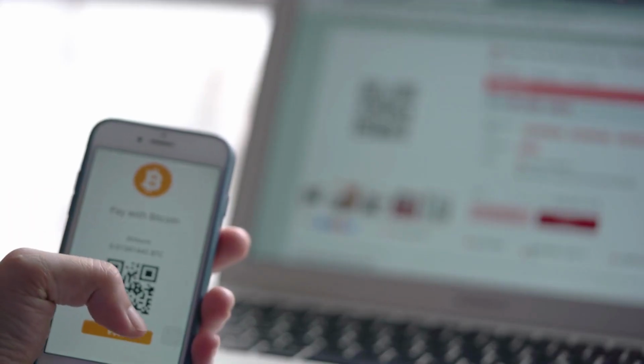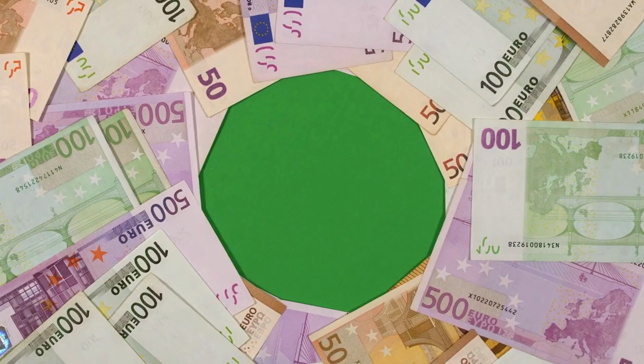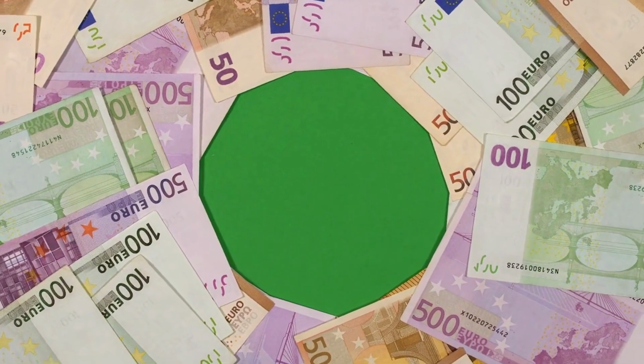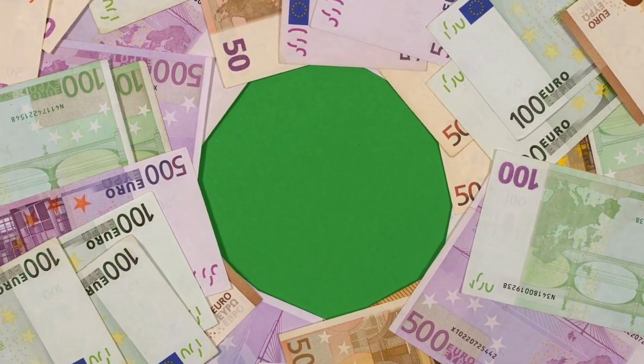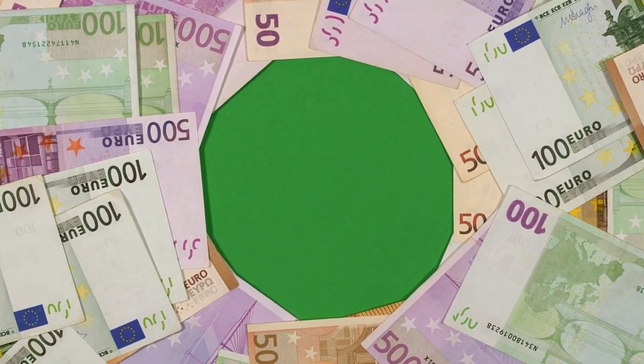Accessibility. Bitcoin was intended to be accessible to anyone with an internet connection. This goal aligned with the idea of financial inclusion, allowing people in regions without access to traditional banking services to participate in the global economy.